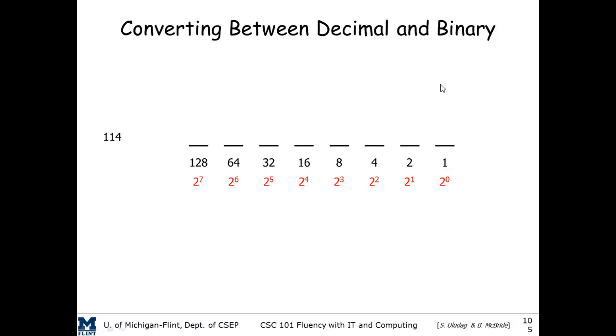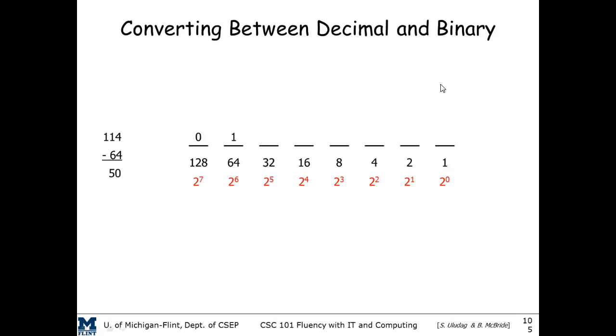114. So what we're going to do is simply ask the question, starting with the largest number in our pattern, which is 128, can we subtract 128 from 114? In this case, we can't have negative numbers, so the answer is no. So we place a 0 in the place value for 128 of our binary number. Next, we ask the question, will 64 go into 114? Yes, we can subtract 64. So we place a 1 in bit 64, and we subtract 64 from our 114 value. We end up with a value of 50.